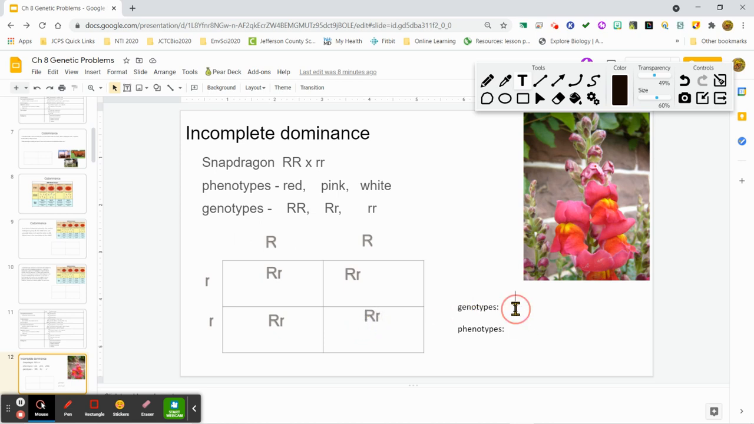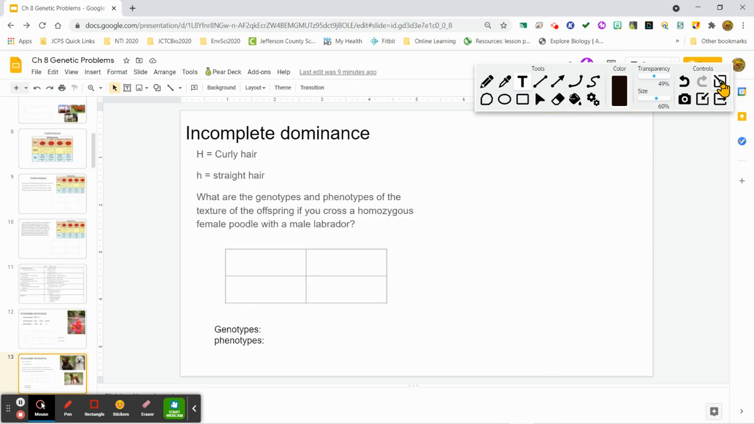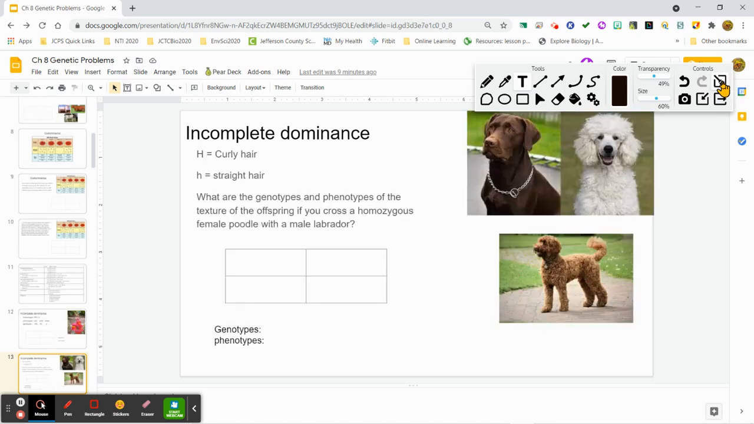And then the genotypes here will be for heterozygotes. You're going to have four big R, little r, and the phenotypes will be all pink, because heterozygotes are pink here. So they're going to be all pink. And this is another example of incomplete dominance.